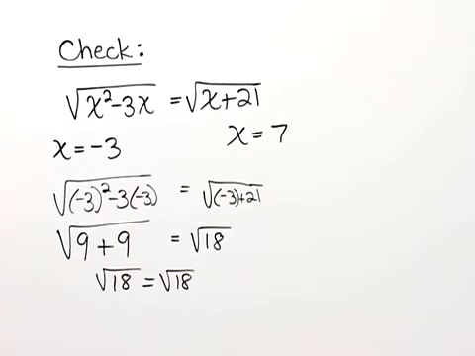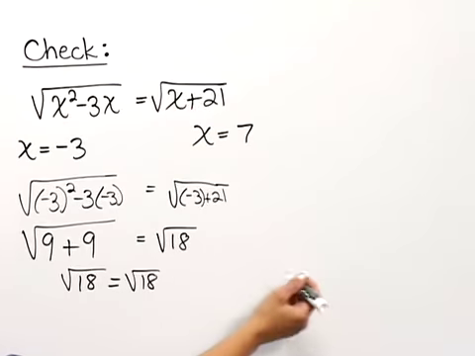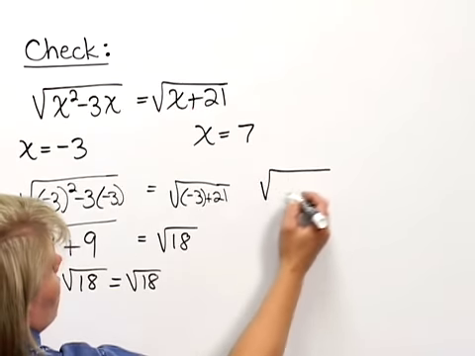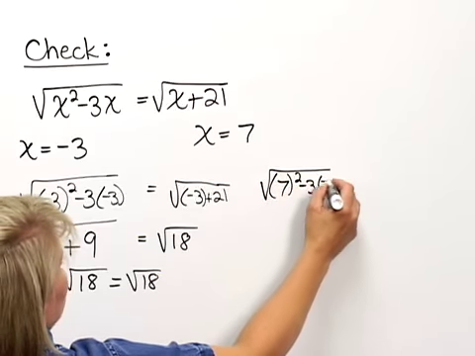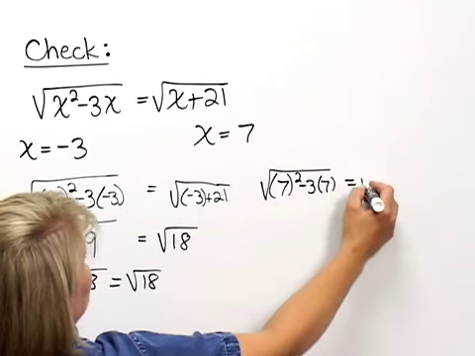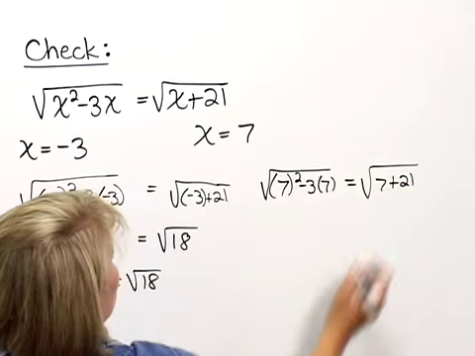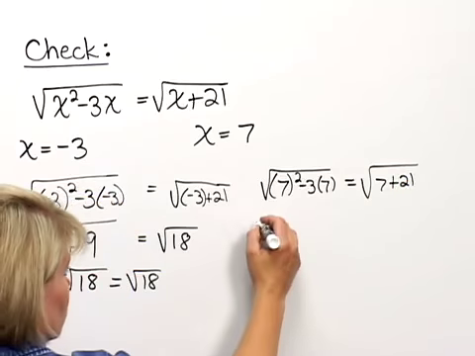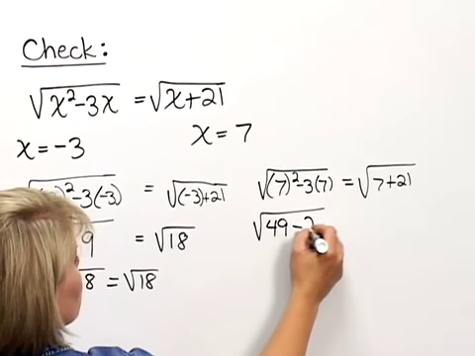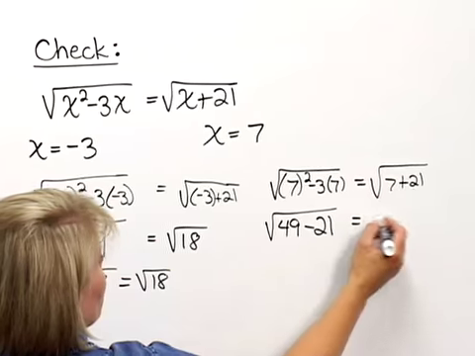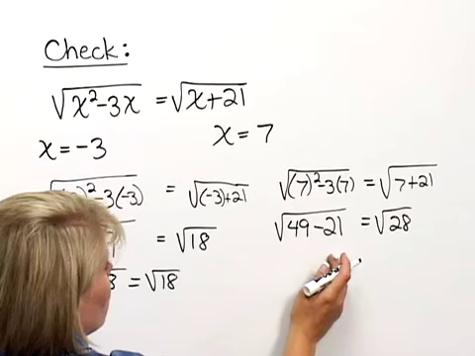Let's check our 7 here. Our 7, replacing each of these x's with 7, will be square root of 7 squared minus 3 times 7 equaling square root of 7 plus 21. 7 squared is 49. 3 times 7 is 21. That's going to equal square root of 28 over here.